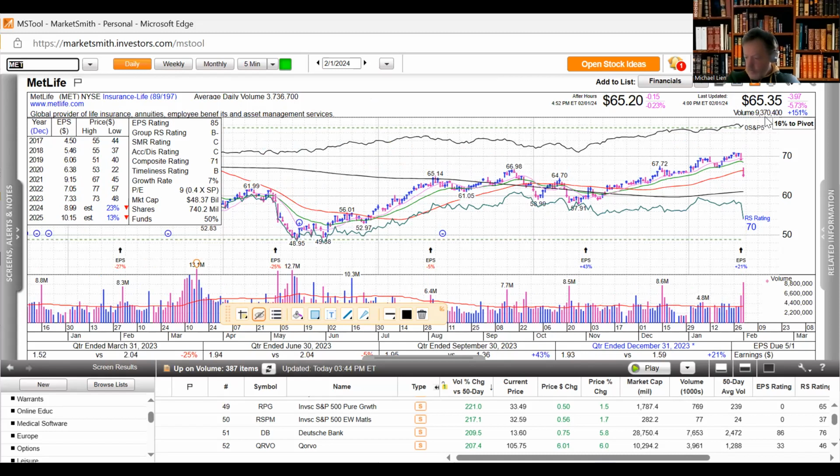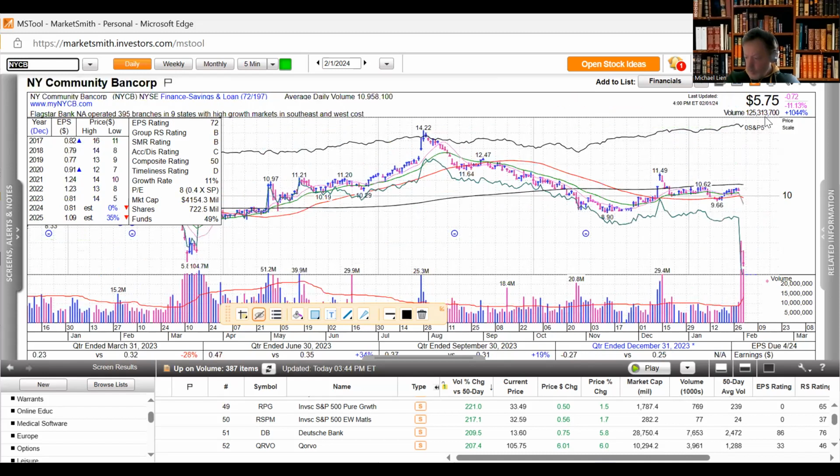New York Community Bancorp said it sees full year 24 NII at $2.8 billion to $2.9 billion versus $3.08 billion. And I believe they took over a lot of the debt from Signature Bank. So they're definitely struggling. Their stock fell over 11%.